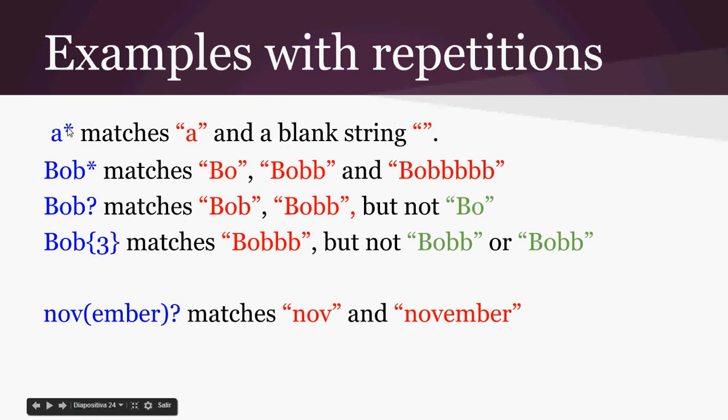So for some examples, A star matches A, and it also matches a blank string, because this is optional. This expression Bob star matches BO, because this B is optional. It will also match BOBB, all in capital letters, and also this one. This a lot of B's is matched with this one.